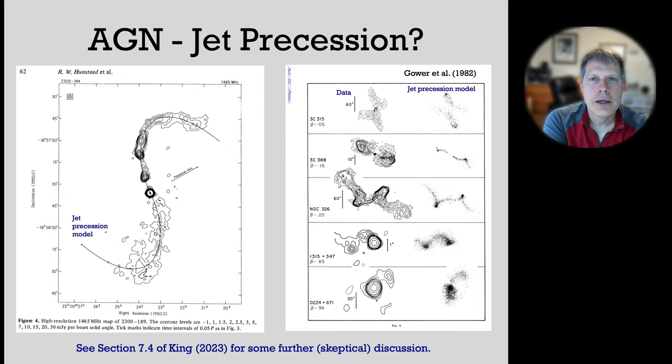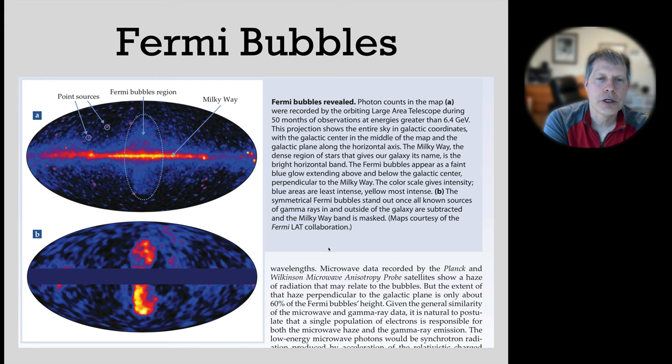Okay, now I'll end this section by talking about the possibility that there may have been jet activity or something much like it in our own galaxy in the distant past. So I'm sure you know that there have been these Fermi bubbles discovered in our galaxy. Fermi was a high-energy gamma ray satellite that has surveyed the sky extensively.